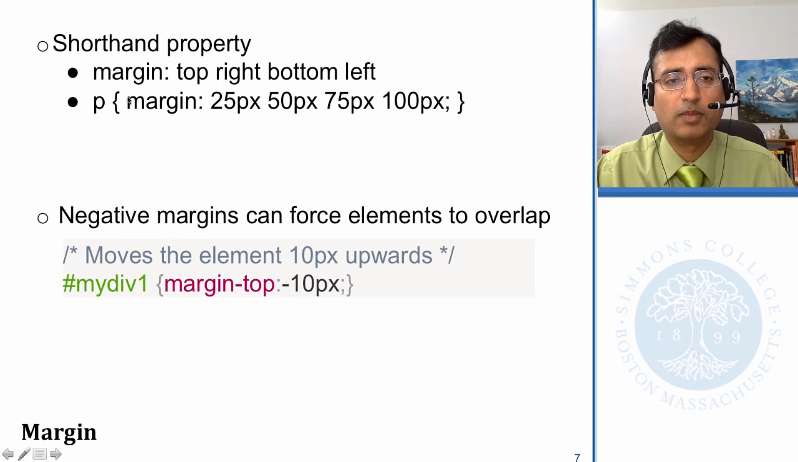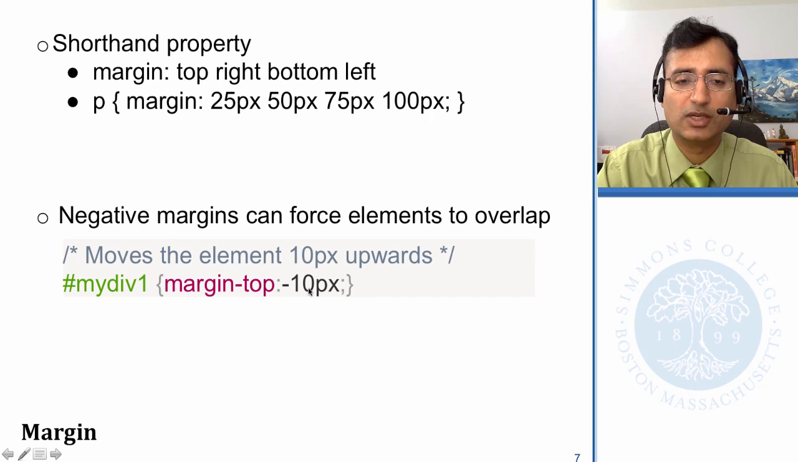So for the paragraph, you're saying to have 25 pixels of margin on the top, 50 pixels on the right, 75 pixels at the bottom, and 100 pixels on the left. And negative margins can force elements to overlap. So if you say that for this ID, the margin top should be minus 10 pixels, in this case it moves the element 10 pixels upwards rather than downwards. If it is a positive 10 without the minus sign, then it would move downwards. Then the margin would extend downwards.